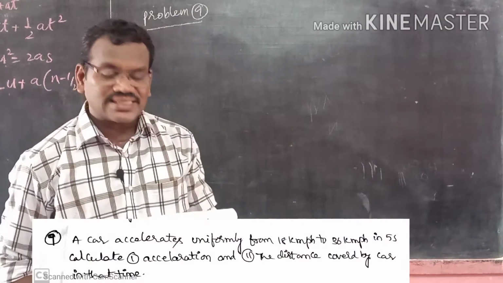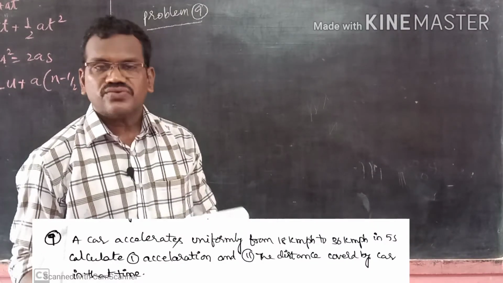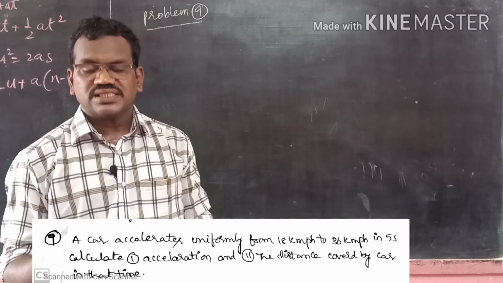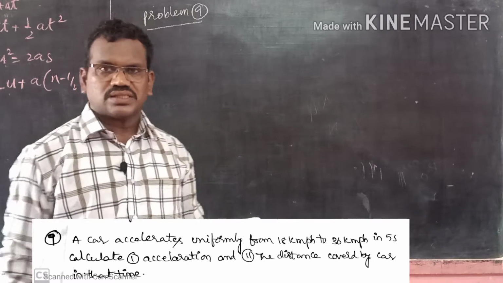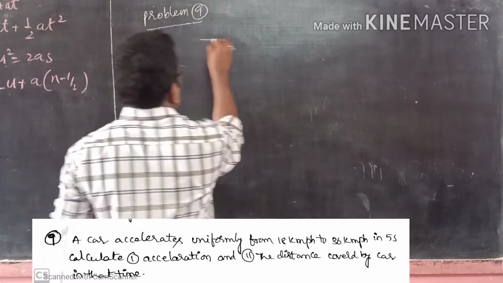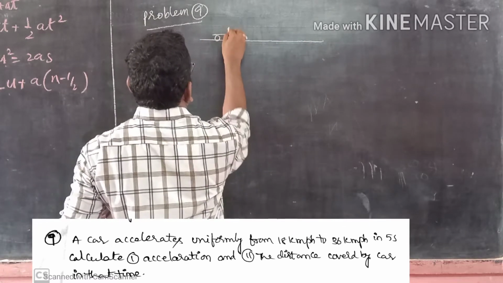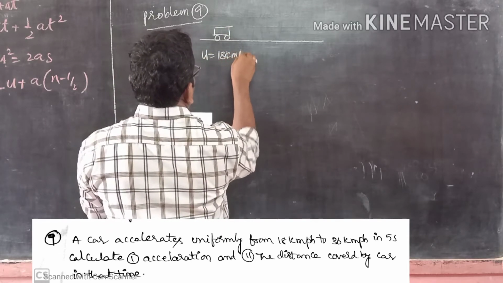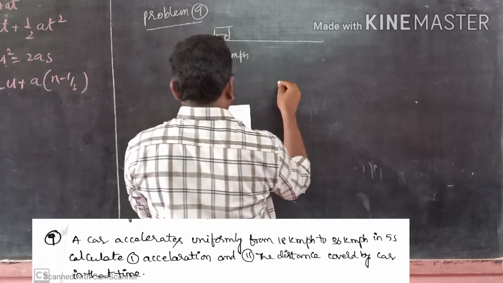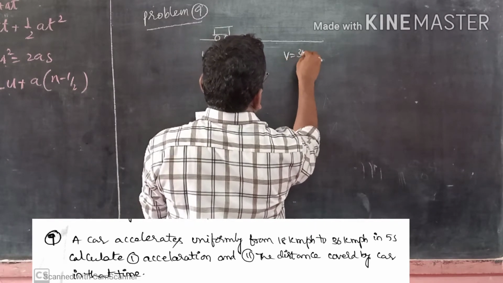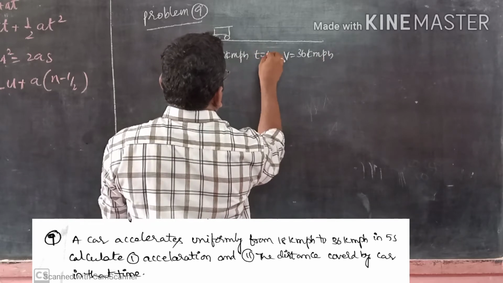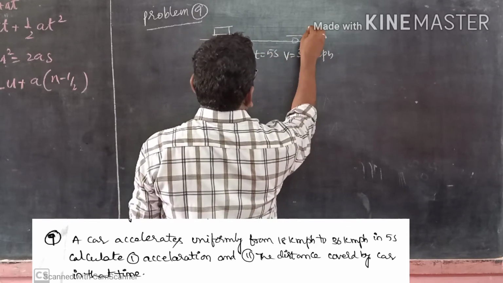See one more problem. A car accelerates uniformly from 18 kmph to 36 kmph in 5 seconds. So here first of all a car is there. Consider this is the car, and initially u is equal to 18 kmph and finally v is equal to 36 kmph within a time interval of t is equal to 5 seconds.